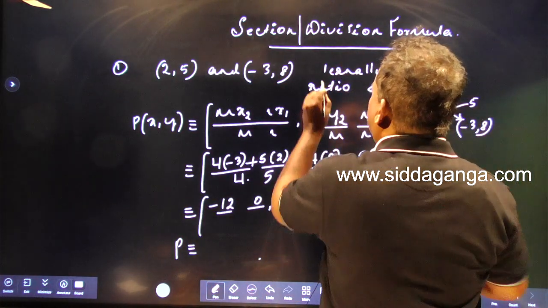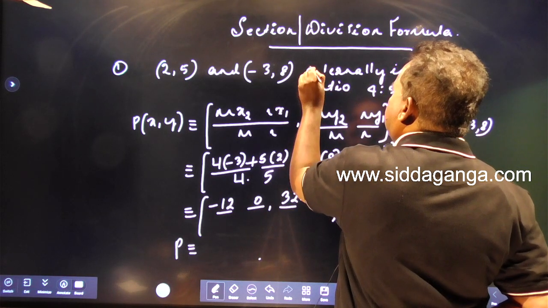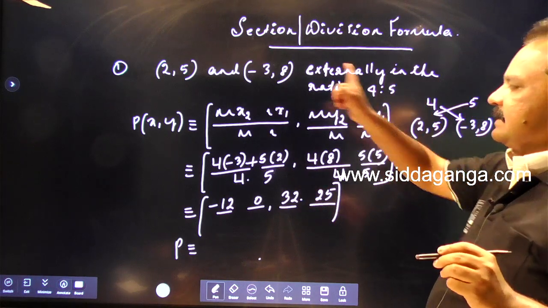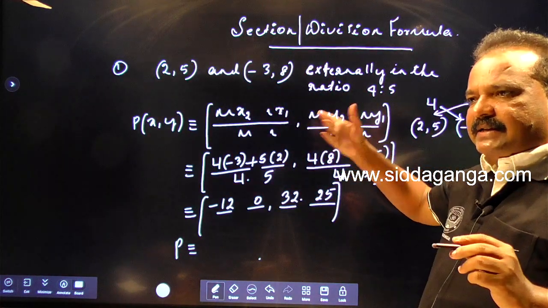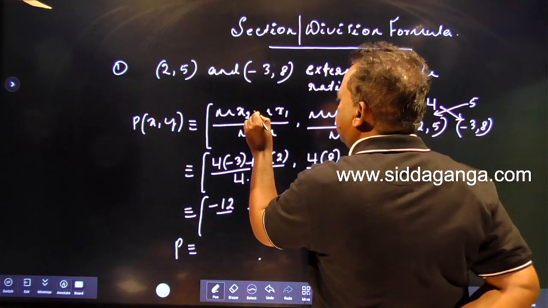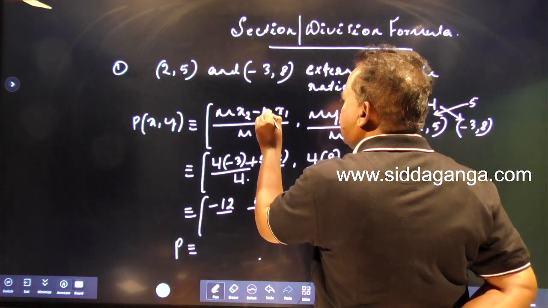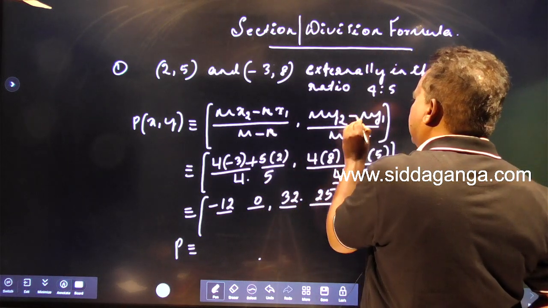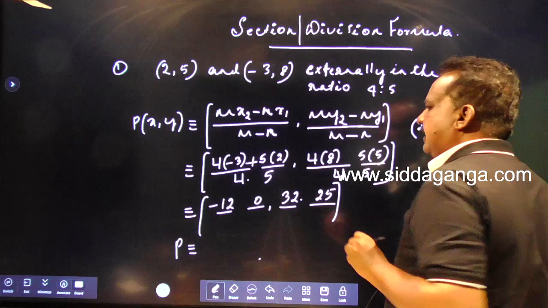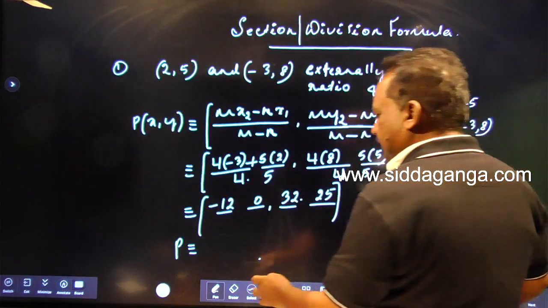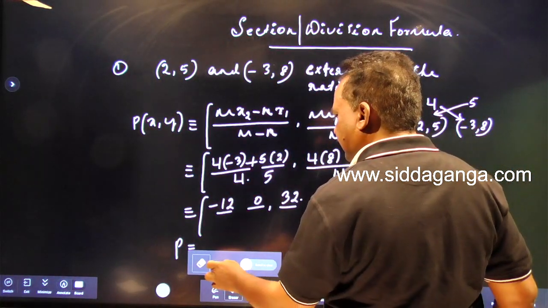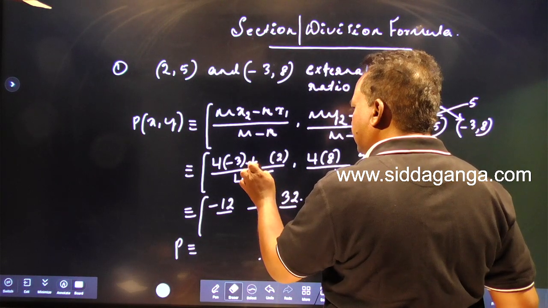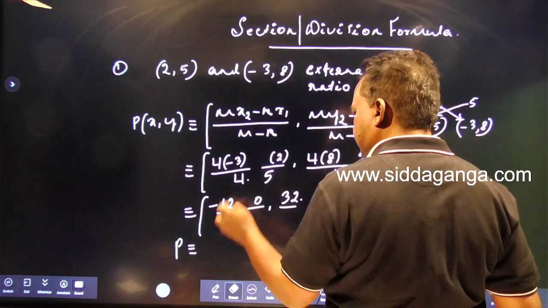Now I will make it external. Same question, same ratio, same points, but the division is different. Mx2, what is the formula? Minus nx1 divided by m minus n. My2 minus ny1 divided by m minus n. So just make it as, this is minus.